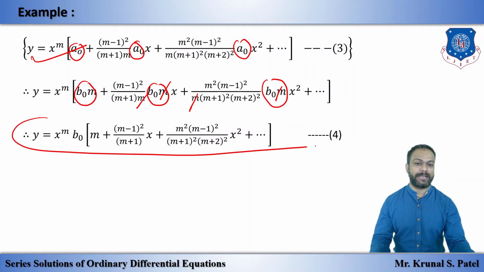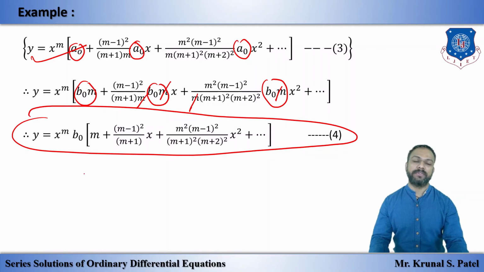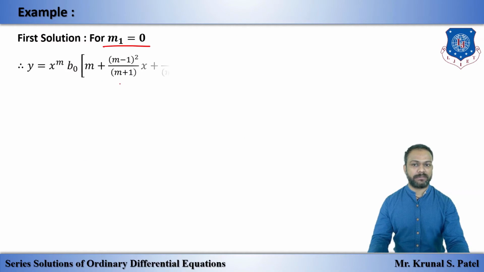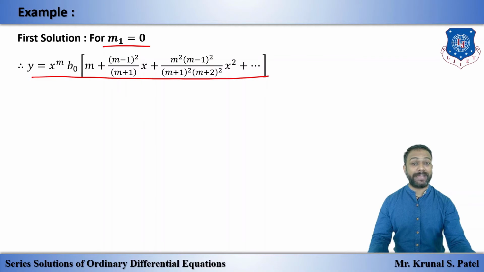This is our final answer. And now we will use the smaller root to find the first solution and second solution, as we told. Okay, that's the same as case number 2. So for the first solution, put m1 equal to 0. This is our equation number 4, the final y. We will put m1 equal to 0.